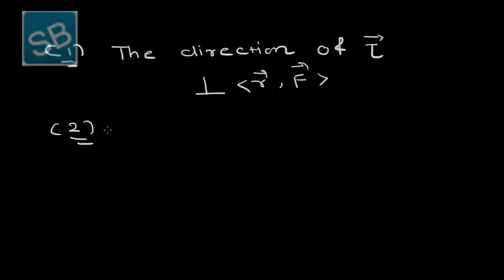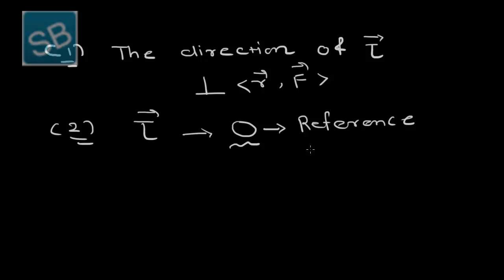The second one, the value of tau depends on the reference point O, and so in order to define the torque, the reference point must be denoted, or the reference point must be mentioned. So this is the torque acting on a particle.